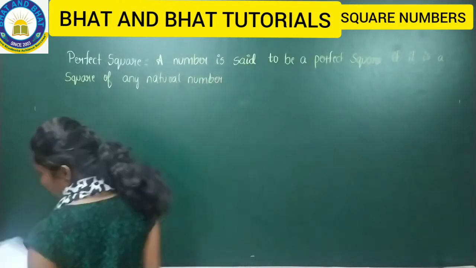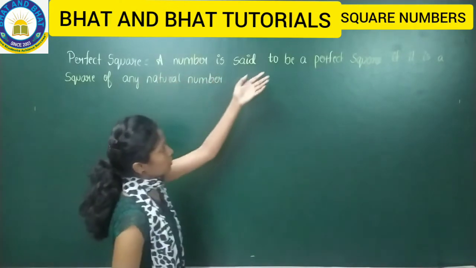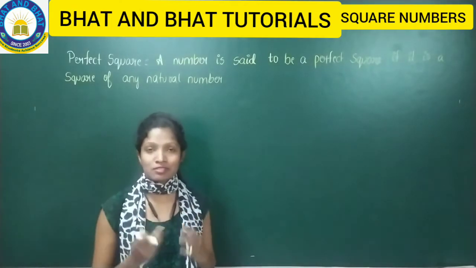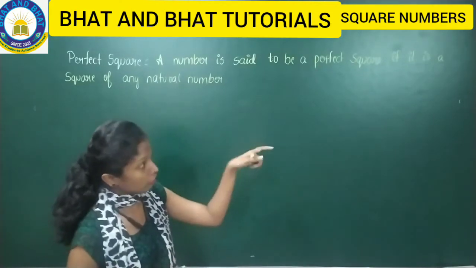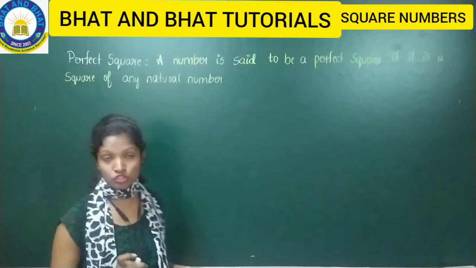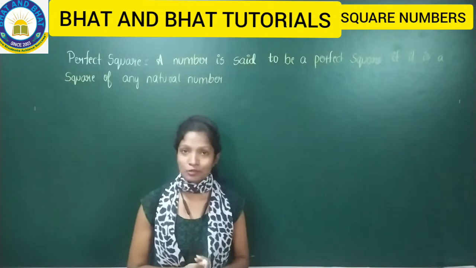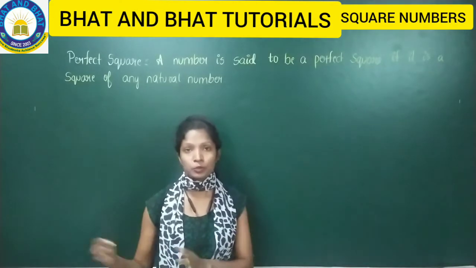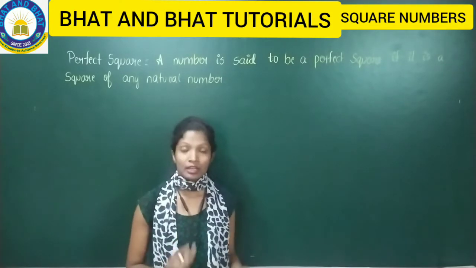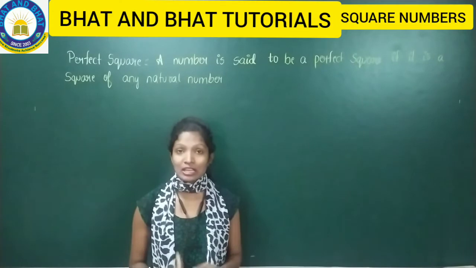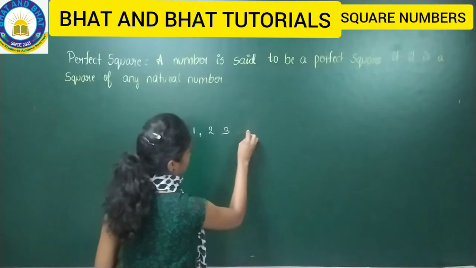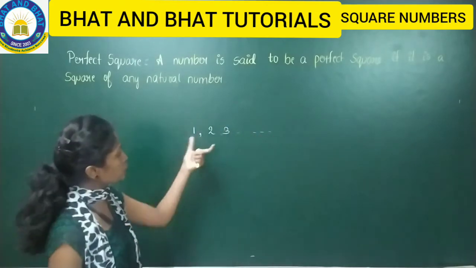So guys, now what do you mean by this? See here, a number is said to be a perfect square. There are so many numbers, and those numbers are called a perfect square only if it is the square of any natural number. The main thing here is natural number. If you ask me what the natural numbers are, from 1 to infinity we have so many natural numbers, but in natural numbers 0 is not included. If 0 is included, we call that whole numbers. Okay, from 1 to infinity.